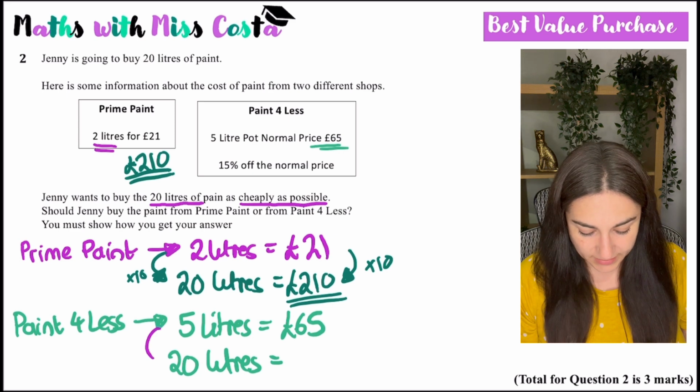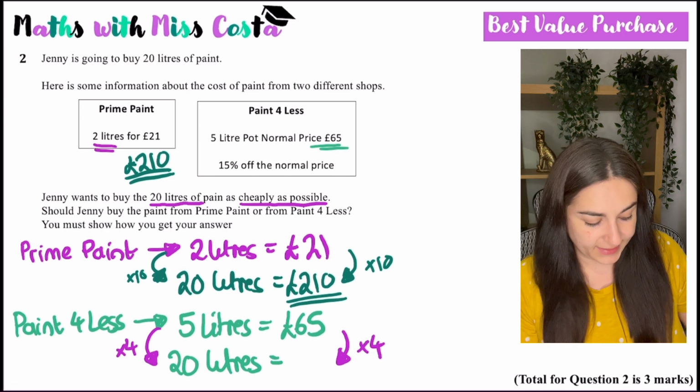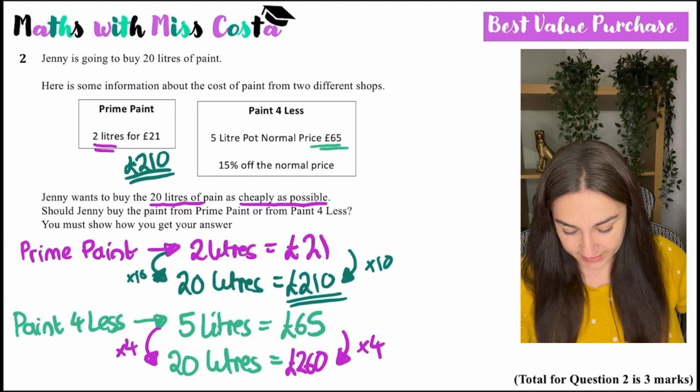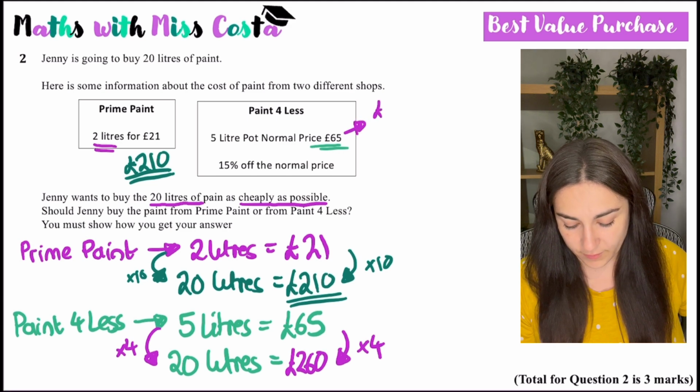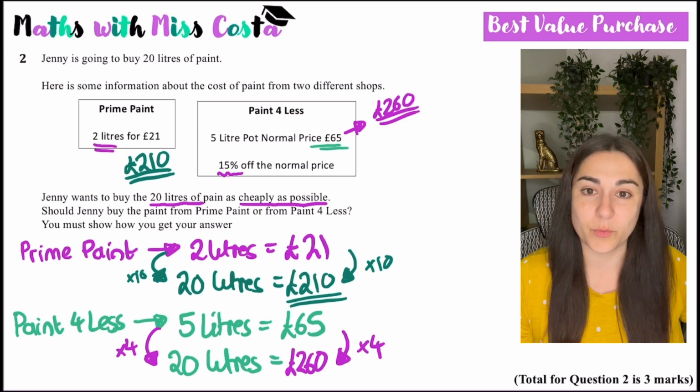So 5 litres is normally £65, and I want to figure out how much 20 litres is. So what do I do? Well, to get from 5 to 20, I multiply by 4, so I have to do the same over here. And 65 times by 4 gives me 260. So the normal cost over here would have been £260, but there's 15% off the normal price.